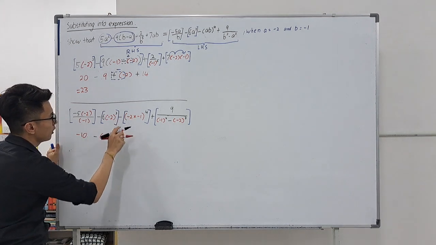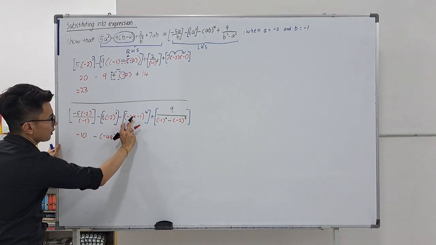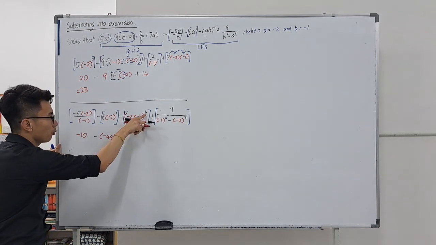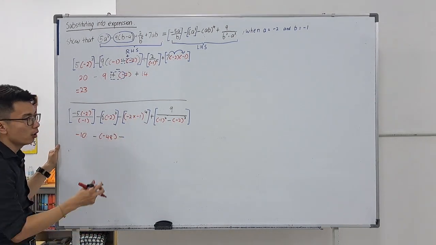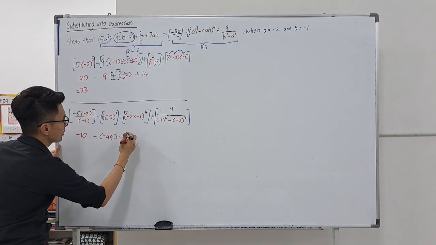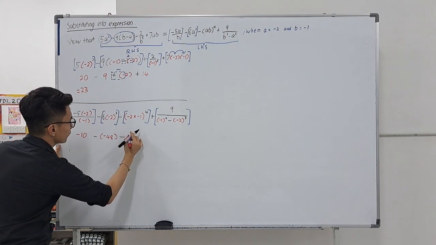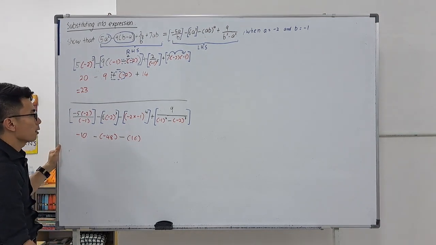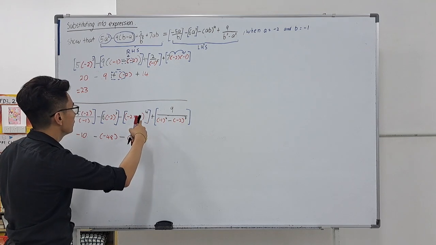So what do I get here? Let me solve inside first. Negative 2 times negative 1, that's going to give me 2. 2 raised to the power of 4, that will give you 16.